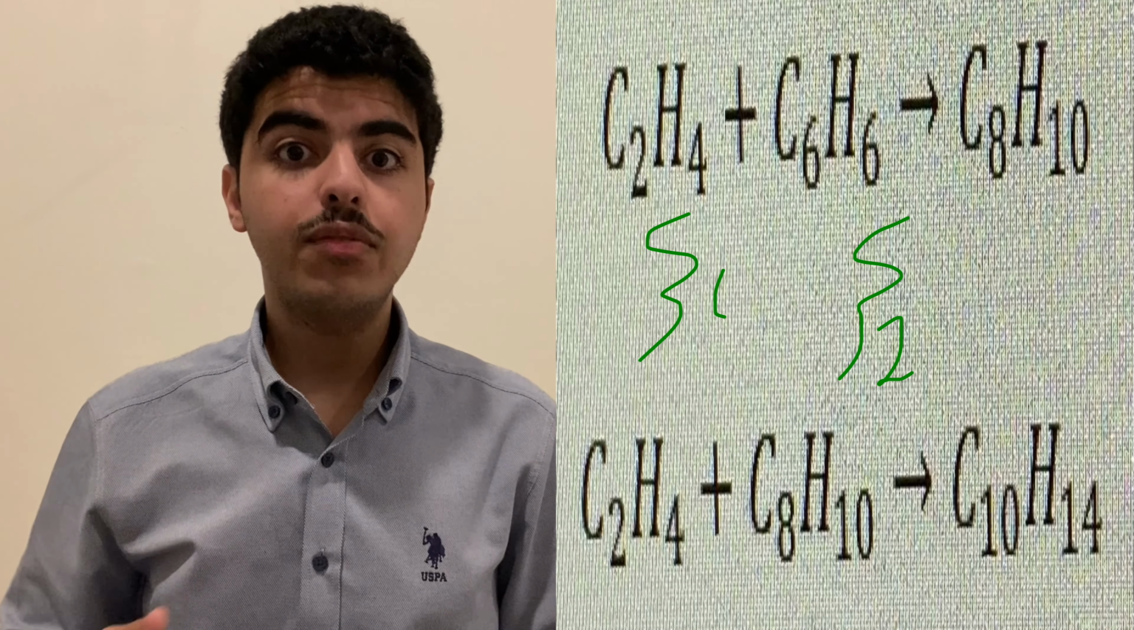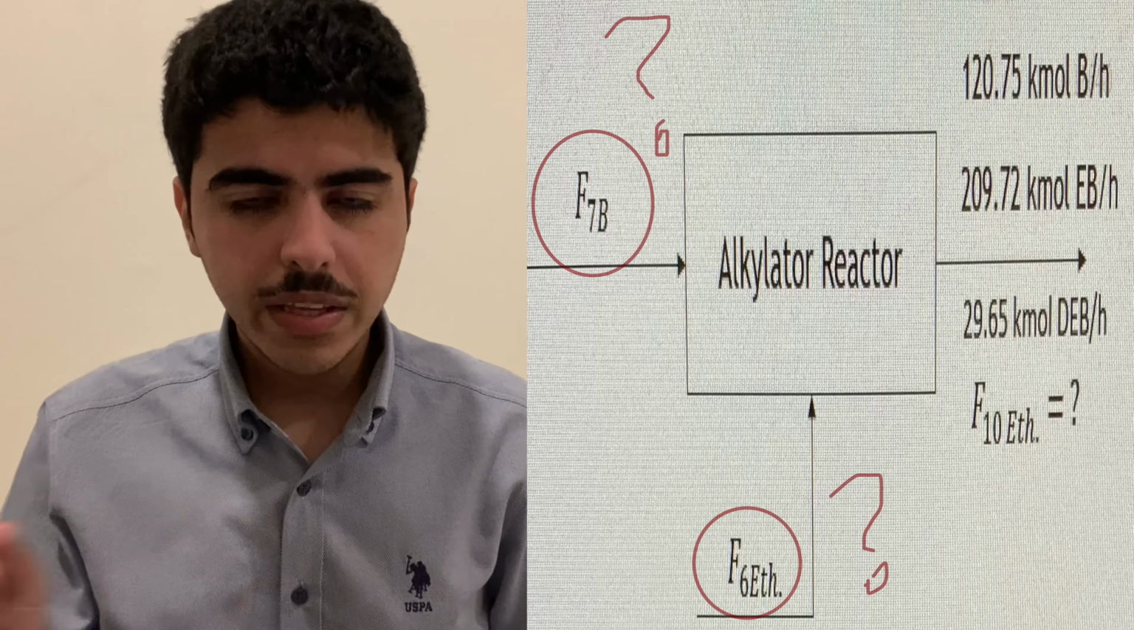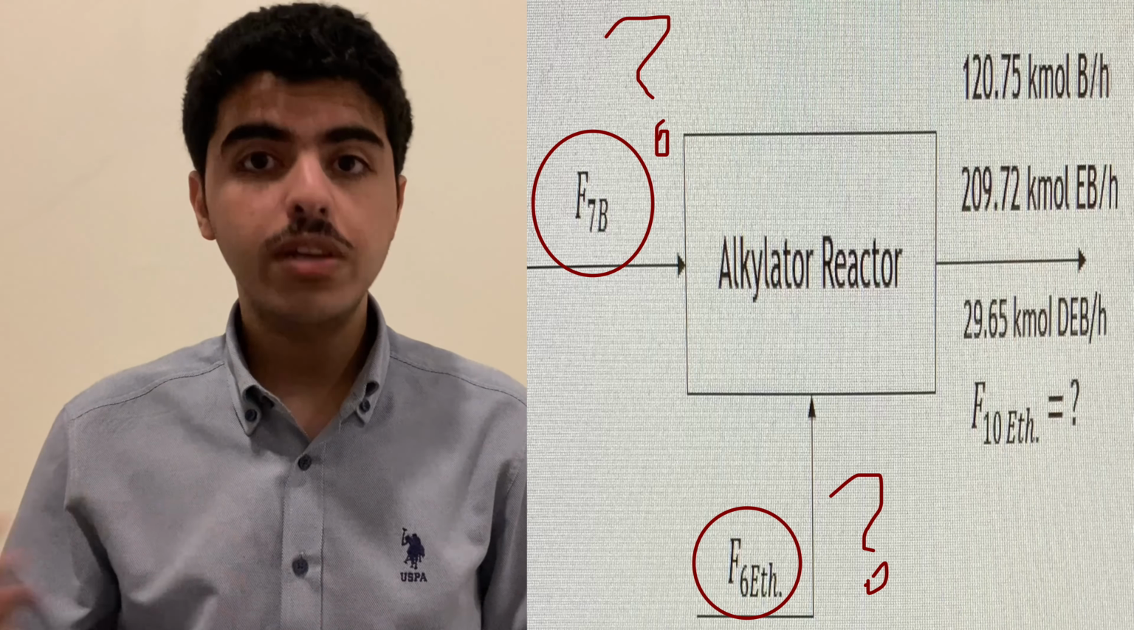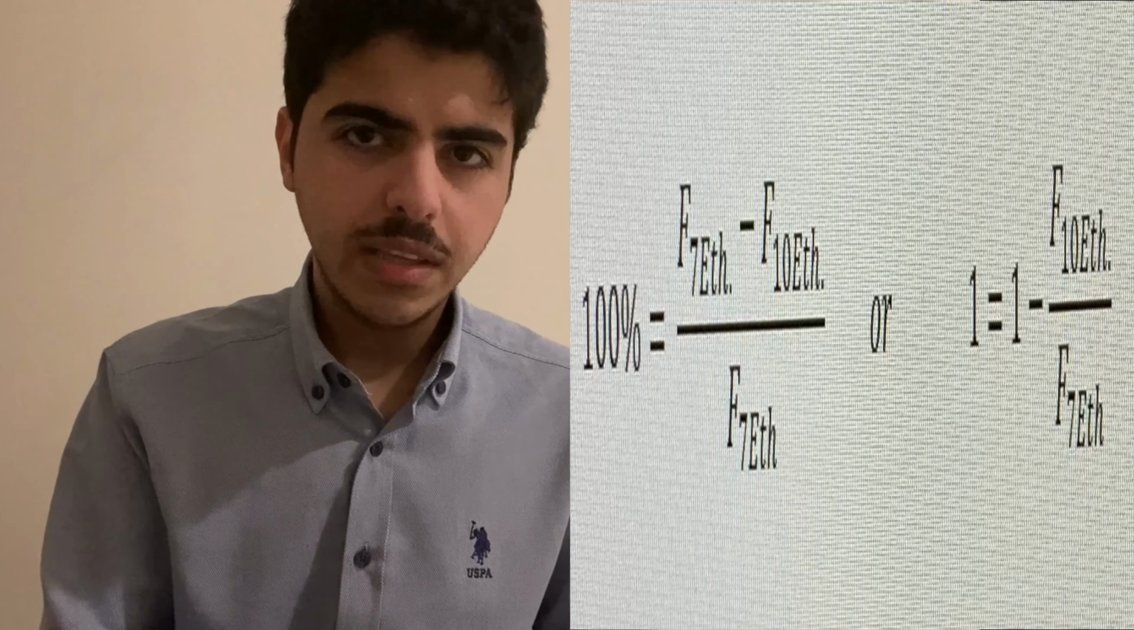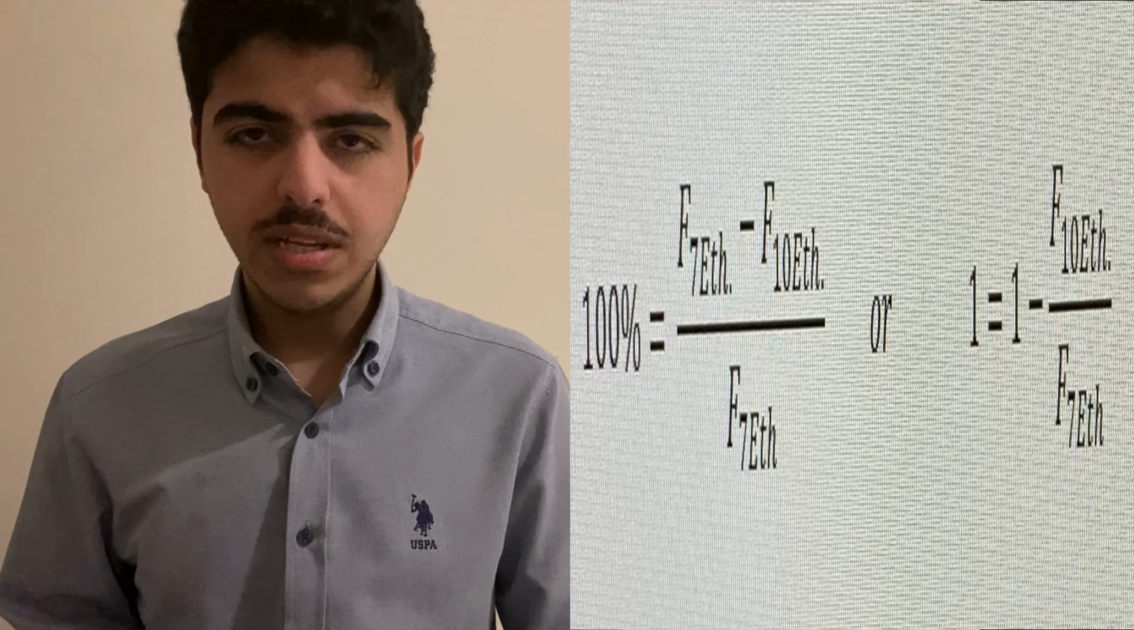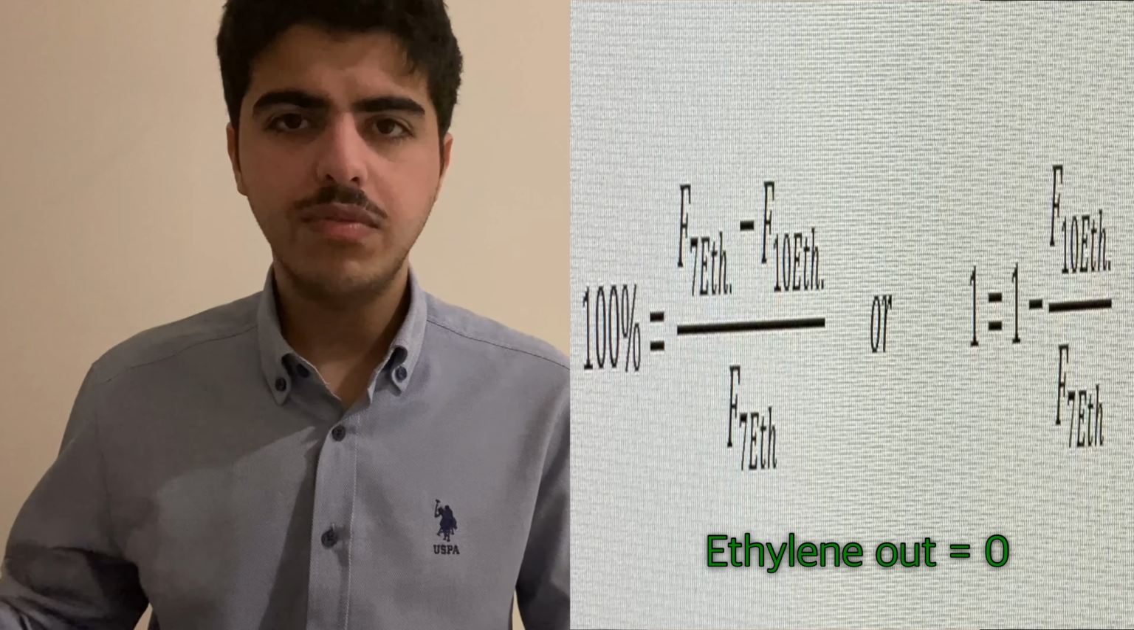For the alkylator case, we have two reactions, so we will have two extents of reaction. If you have an infinite number of reactions, you will have an infinite number of extents of reaction. For the alkylator using the extent of reaction or using the atomic species, it was assumed that the conversion of ethylene is 100%, so that no ethylene will leave the reactor, which will enable us to calculate the flow of the ethylene and the flow of the benzene entering the reactor.